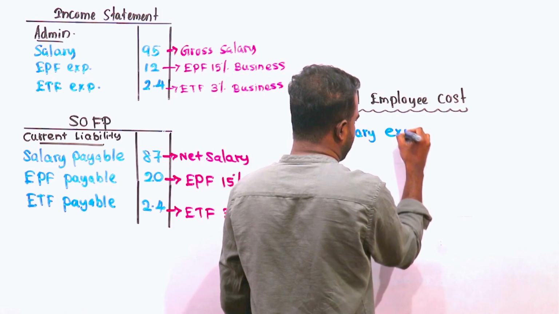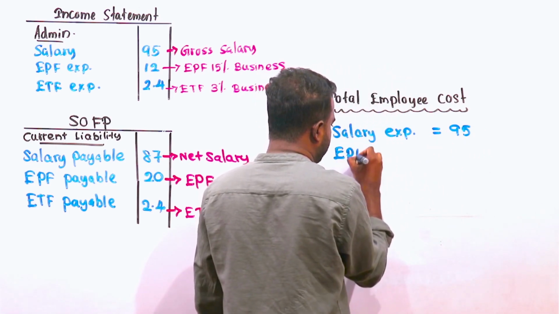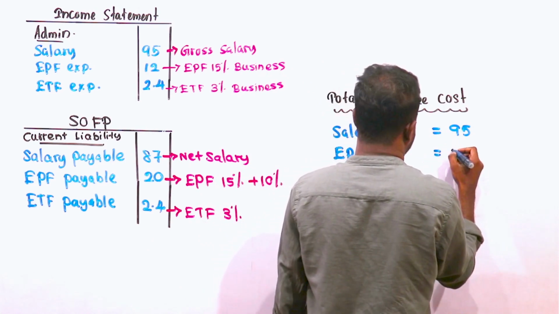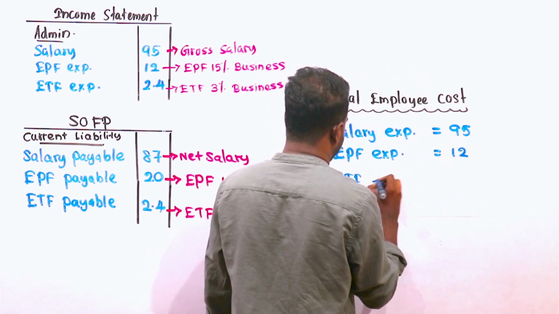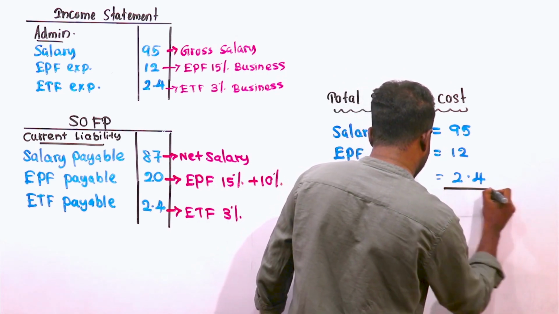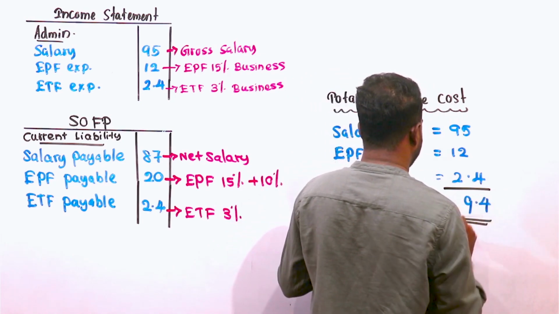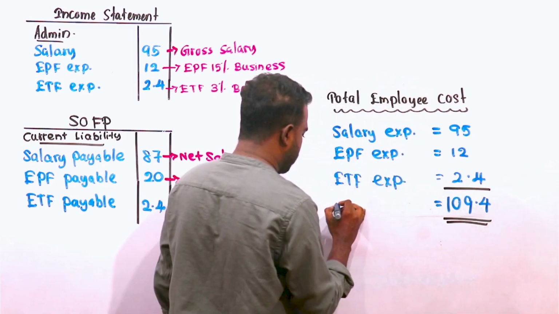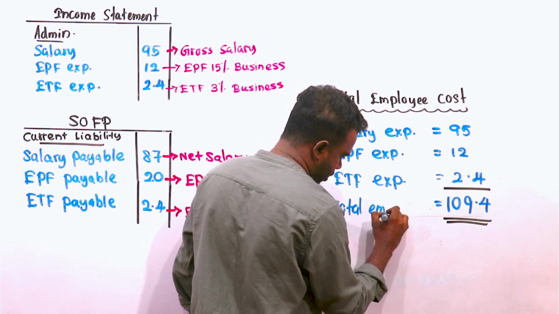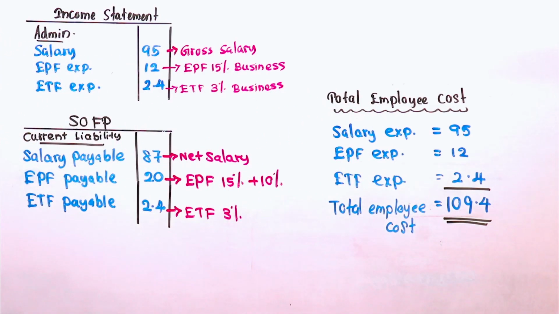Salary expense 95,000. EPF expense 12,000. ETF expense 2.4. Get the total. How much is the total? The total will be 109.4. That should be the total employee cost. Correct.